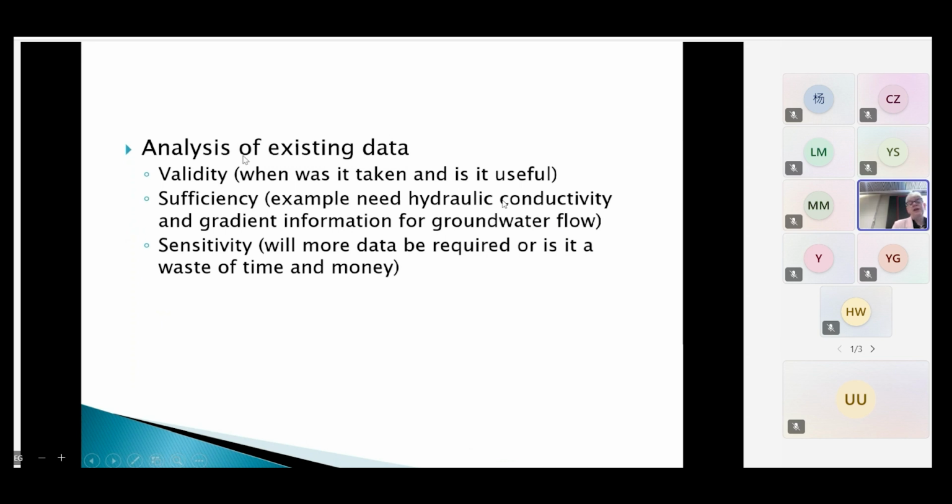So you have to analyze all the data, see whether it's valid, is it reproducible, do you have enough data, and how sensitive it is in terms of, will you need more data, or is it going to be a waste? So you always have to balance out, like you can always do more wells, but it's going to cost more money. So are you actually gaining more information, or is it redundant information? So you don't really need to do extra wells. So that's always the question.